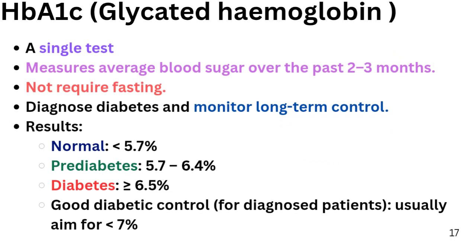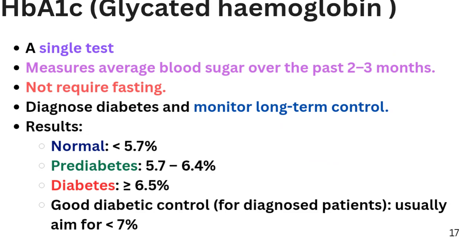HbA1c, glycated hemoglobin. It is a single test, measures average blood sugar over the past 2 to 3 months. Does not require fasting. Diagnoses diabetes and monitors long-term control. Results: normal, less than 5.7%. Pre-diabetes, 5.7 to 6.4%. Diabetes is greater than or equal to 6.5%. Good diabetic control for diagnosed patients usually aims for less than 7%.